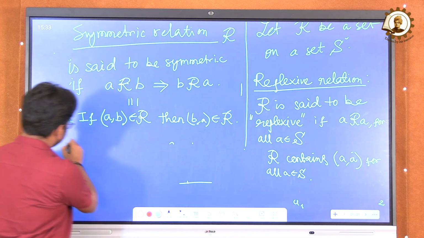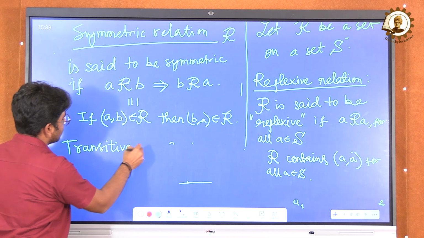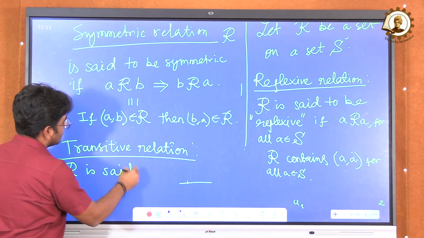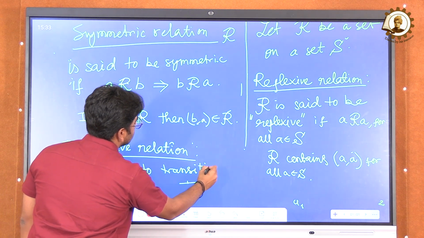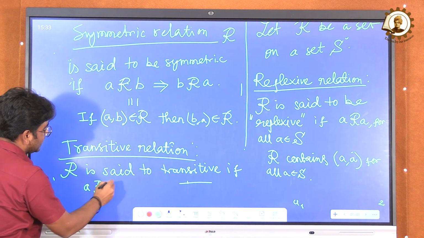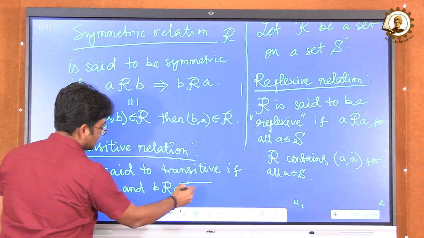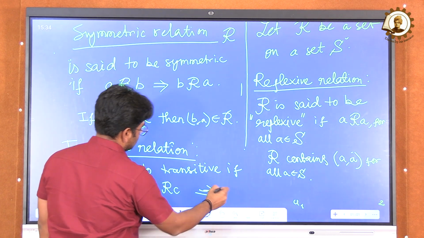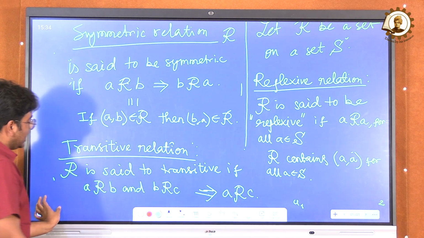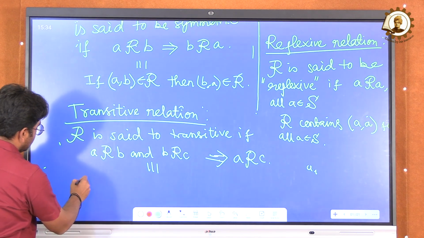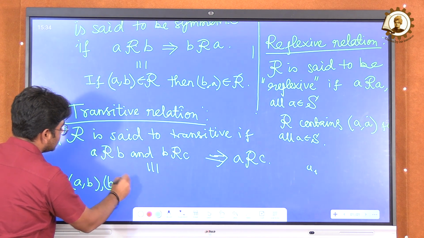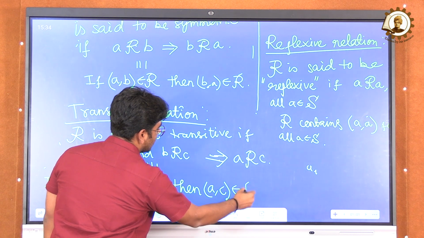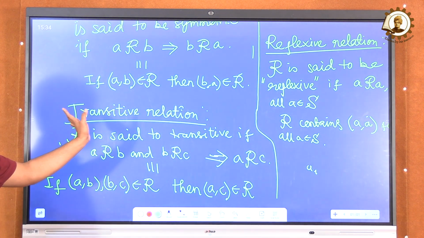Next is transitive relation. R is said to be transitive if A related to B and B related to C implies A related to C. Equivalent definition: if (A, B) and (B, C) belong to R, then (A, C) also belongs to R. So this is transitive relation.